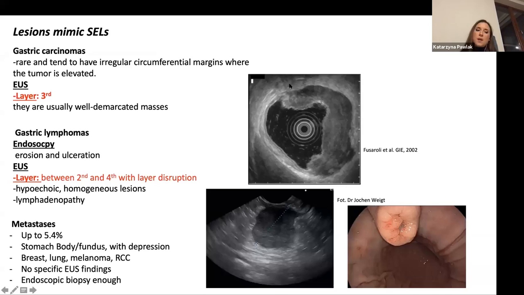And in the case of gastric lymphomas, you should also look for lymphadenopathy, and a biopsy should be performed with the surrounding lymph nodes. And sometimes metastases, with a prevalence of up to 5.4%, can be visible in the stomach, in the body of the stomach, in the fundus, sometimes with a depression like here. There are no specific findings in EUS examination for this type of lesion, and sometimes a standard endoscopic biopsy is enough to establish the diagnosis.